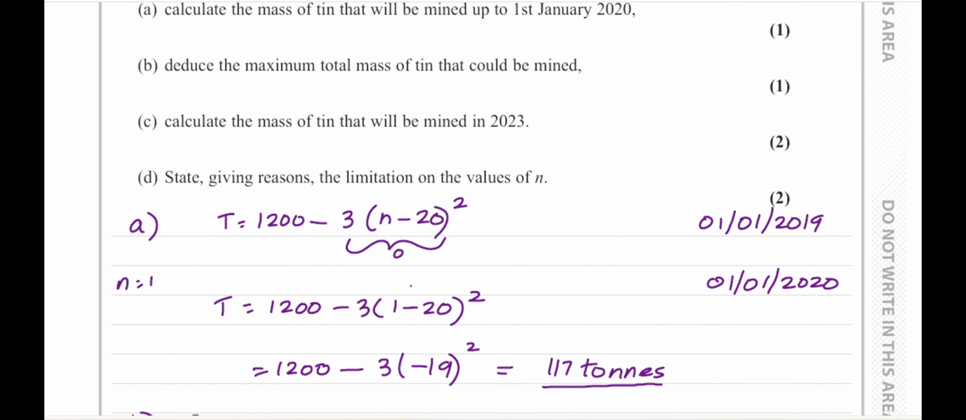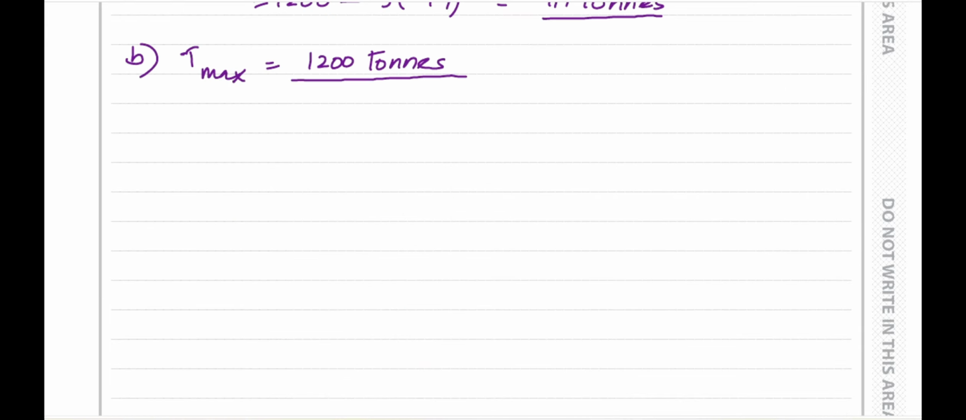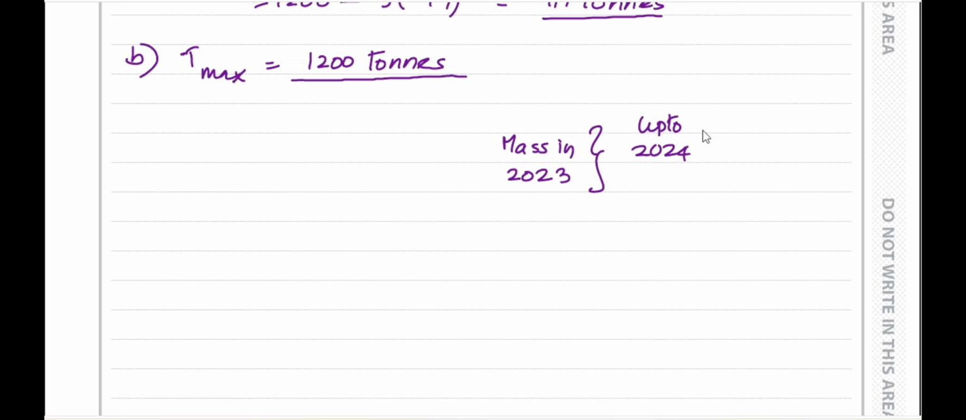Part C. Calculate the mass of tin that will be mined in the year 2023. Remember, this is a little different from the earlier questions. This is not up to 2023. This is just in 1 year of 2023. So the mass in the year 2023 will be equal to whatever is mined up to 2024 minus whatever was mined up to 2023. That means n should be 5 here and n should be 4 here.